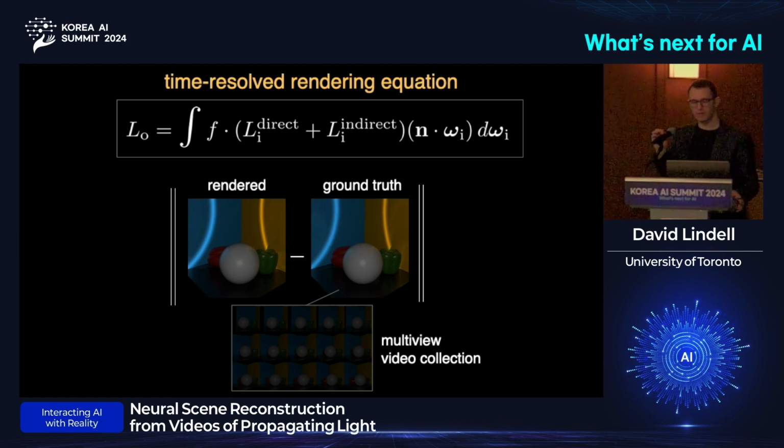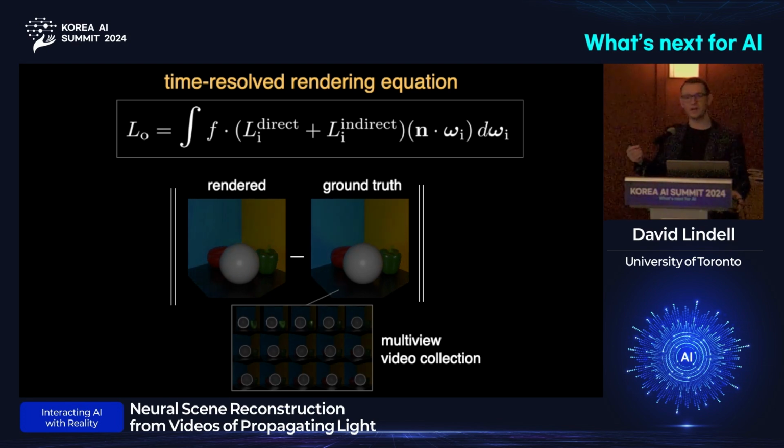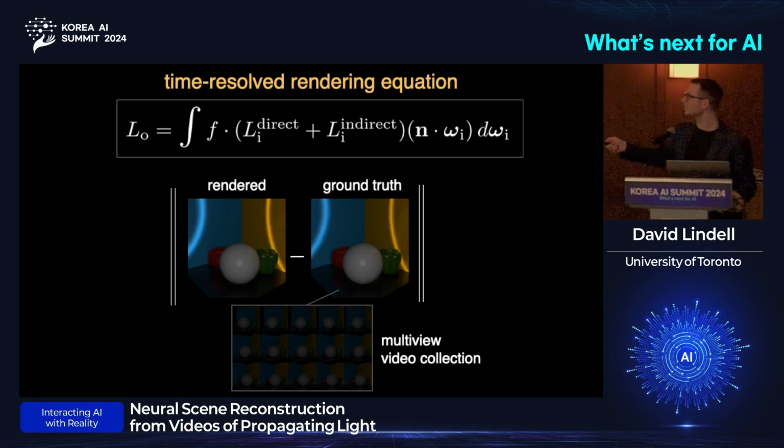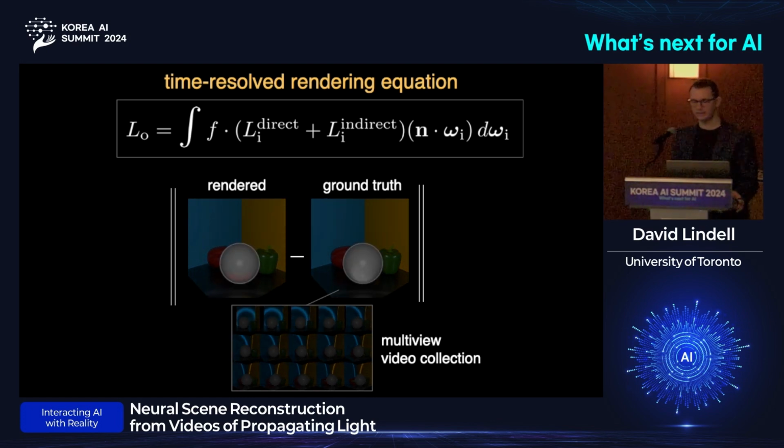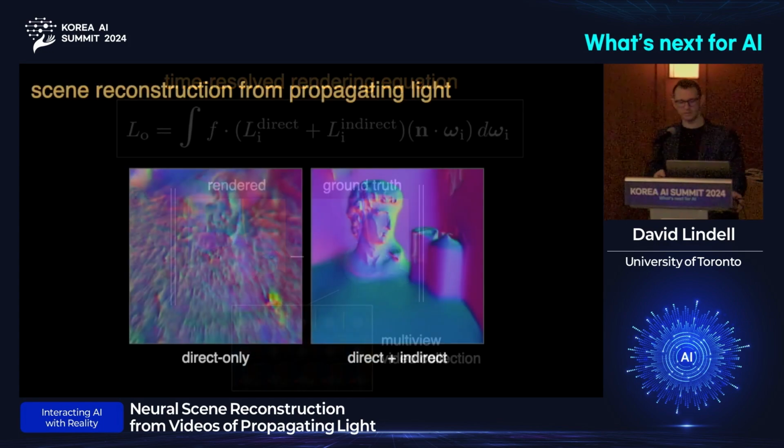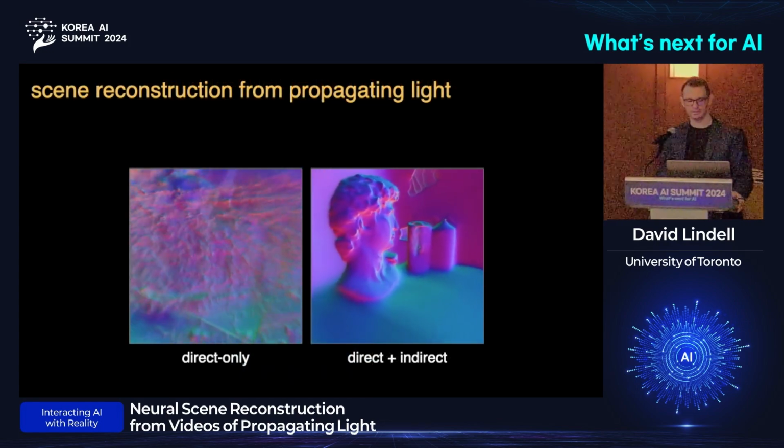I won't get into all of the details of how we do this, but we can develop a differentiable, physically based model of the time-resolved rendering equation and optimize that physically based representation by, again, just minimizing the difference between what we render and what we capture, just as before, using a multi-view collection of videos of propagating light. And then what we can do is recover geometry.